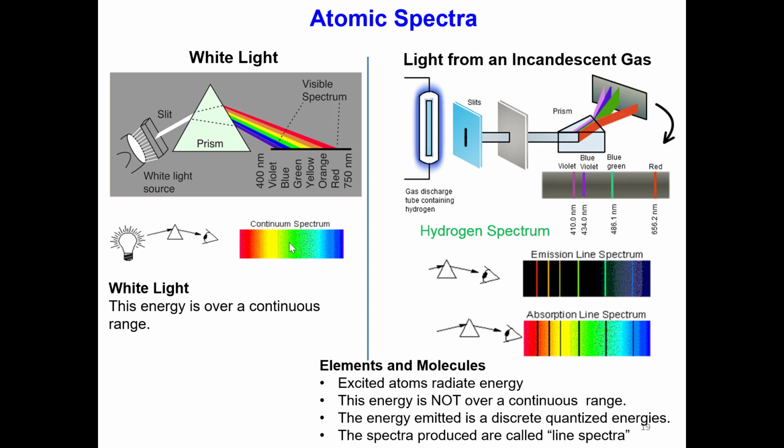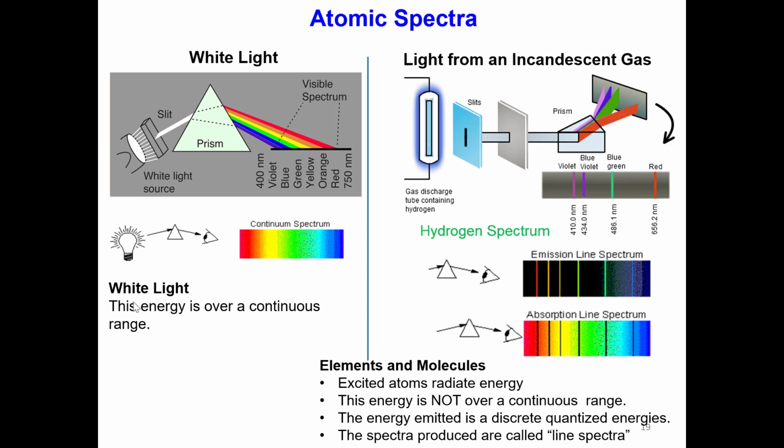In the case of white light, remember that colors are energy: energy, frequency, or wavelength. We can describe colors as waves, and we can describe those waves using the energy, frequency, and wavelength. The energy of the wavelength is over a continuous range. This is what happens in the case of white light.